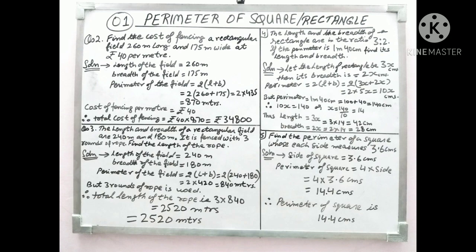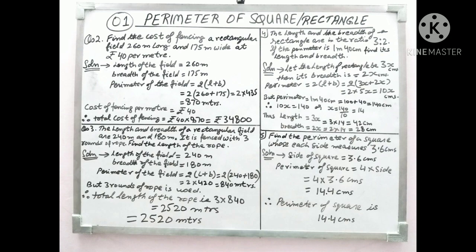Let us see the next very interesting question. This is actually a type of question which you come across while doing the sums of perimeter. The question is, the length and the breadth of a rectangle are in the ratio 3:2. If its perimeter is 1 meter 40 centimeter, then find the dimensions. So how to proceed with such questions?